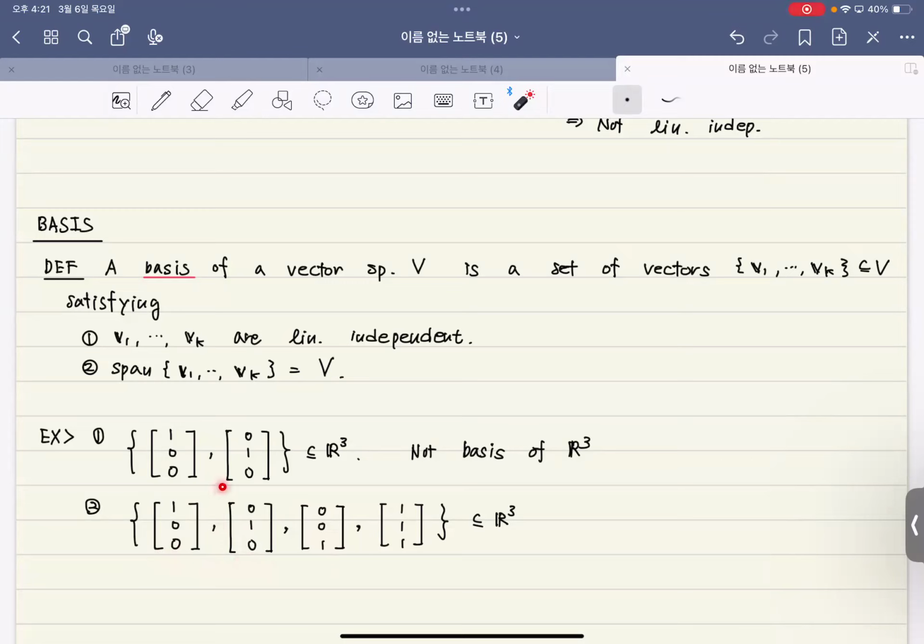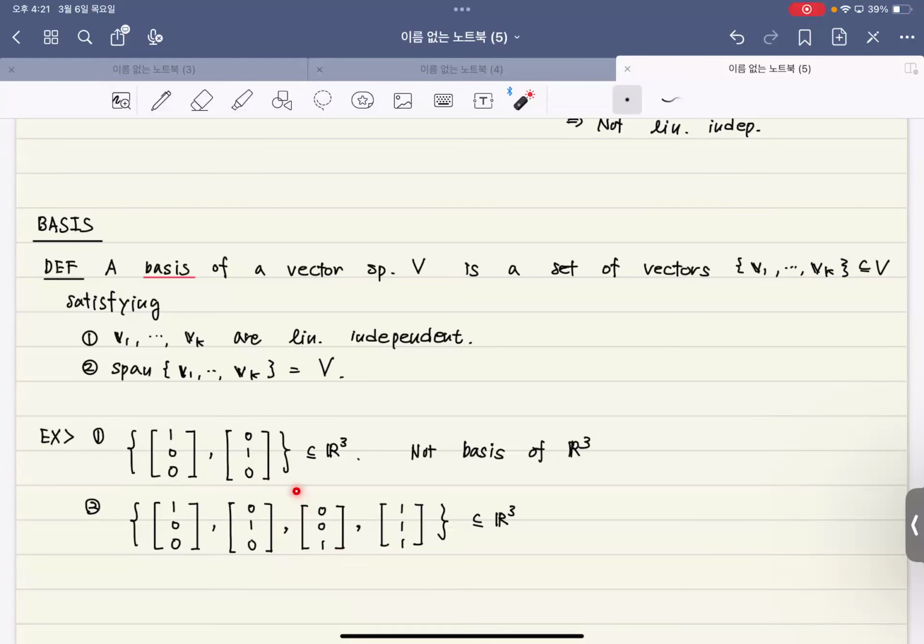If I just got rid of the first vector, then the remaining 3 vectors form a basis of R3. Why? Because this vector minus this and minus this is going to be the first vector. So you can get the first vector just by using linear combinations of these 3. So therefore, yes, it is a basis.